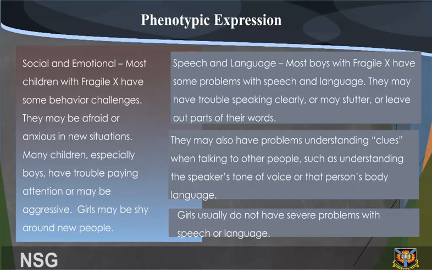Speech and language. Most boys with Fragile X have some problems with speech and language. They may have trouble speaking clearly, or may stutter, or leave out part of their words. They may also have problems understanding clues when talking to other people, such as understanding the speaker's tone of voice or that person's body language. Girls usually do not have severe problems with speech or language.